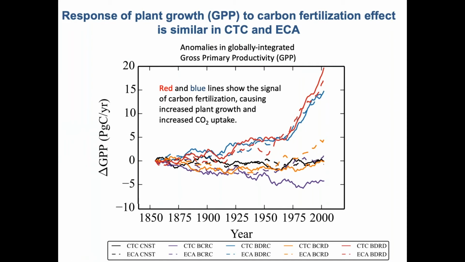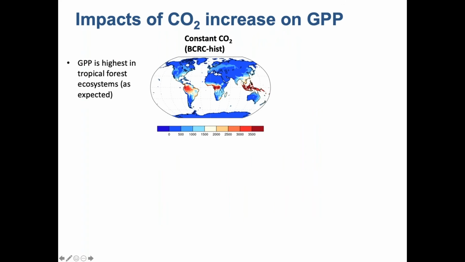The first is the response of plant growth or gross primary productivity to the carbon fertilization effect. So here, the solid lines on this plot, these are time series of GPP over the course of our simulations. The solid lines are CTC, the dashed lines are ECA. And the red and blue lines are the simulations that include the carbon fertilization effect. So you can see the response of plant growth to increased CO2 in these rising lines here, and that the CTC and ECA represent this similarly.